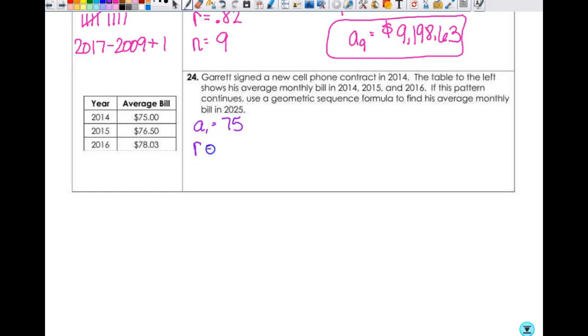Then R, how do I figure out R? The other way, yeah. 76.5 divided by 75, and that gives you what? 1.02. Okay. Then I need N. What is N here? 12, because it'd be 2025 minus 2014 plus 1. So N is 12. All right, so you finish that one up while I hand out the assignment.